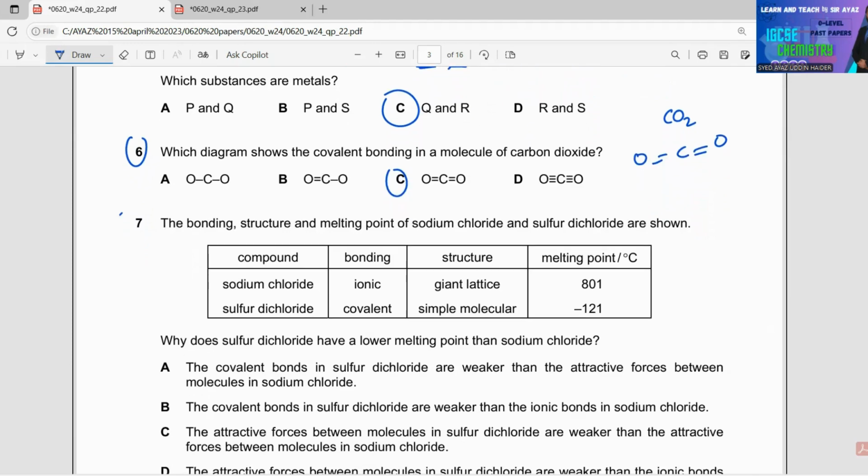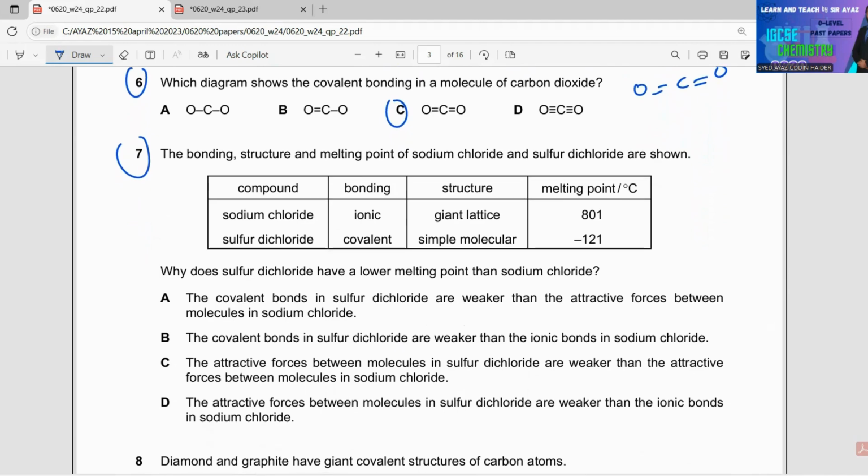MCQ number 7. The bonding structure and melting point of sodium chloride and sulfur dichloride are shown. Why does sulfur dichloride have a lower melting point than sodium chloride? Now, it's for sure the sodium chloride is an ionic compound because it contains ionic bonding. And looking at the details of bonding, structure, and melting point, it's ionic. And sulfur dichloride is covalent.